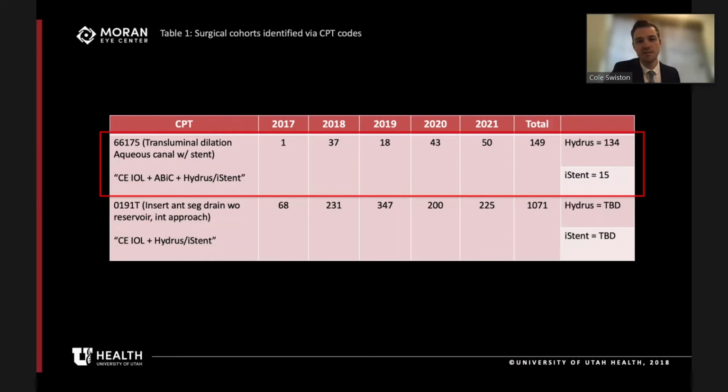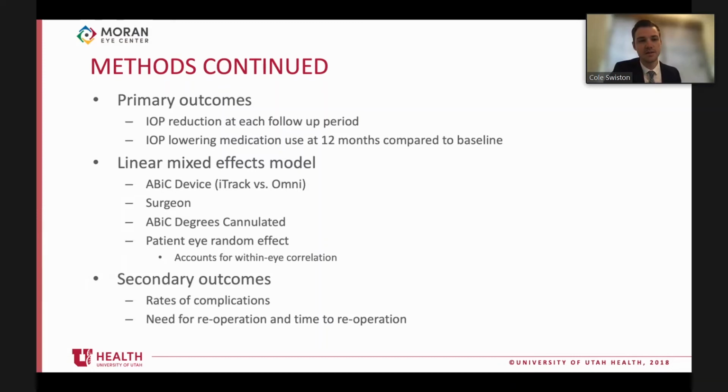Our primary outcomes included IOP reduction at each follow-up period, and IOP lowering medication use at 12 months compared to baseline. We also uniquely applied a linear mixed effects model looking at a number of variables, including the type of device, iTrack versus Omni, as well as intersurgeon variability, the number of degrees cannulated with the ABIC device, and accounting for within-eye correlation using a patient-eye random effect. We also collected rates of complications and the need for any repeat surgery.